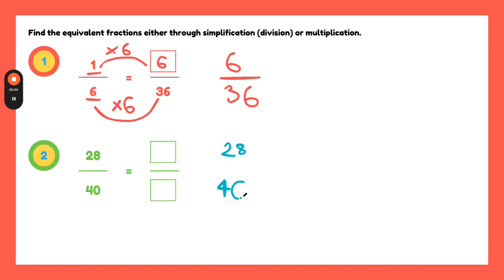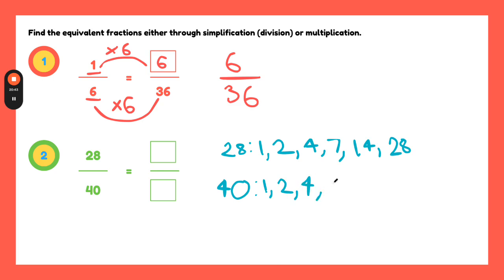28 and 40. So there's 1, 2, 4, 7, 14 and 28, and for 40 we have 1, 2, 4, 5, 8, 10, 20, and 40.